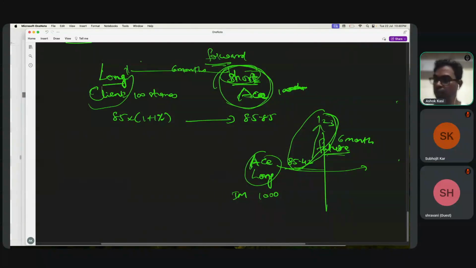Oh, 1 minute, I'll just charge this laptop. 1 minute.